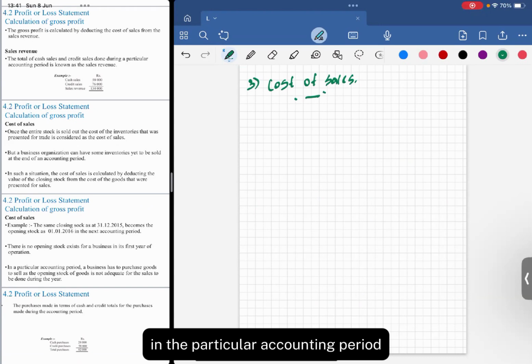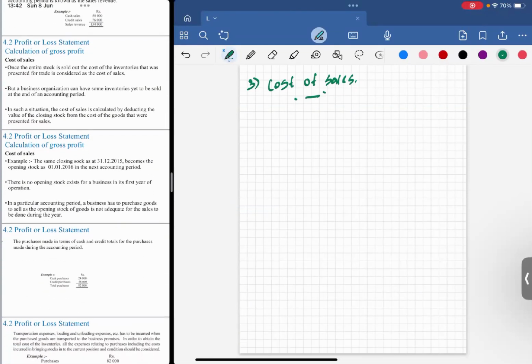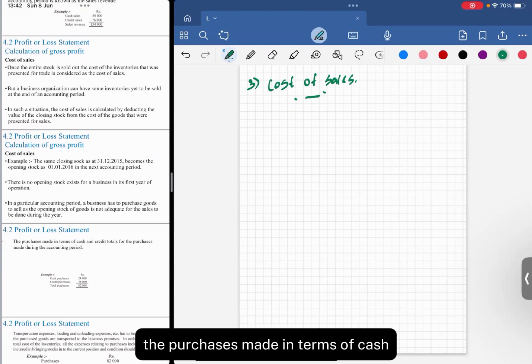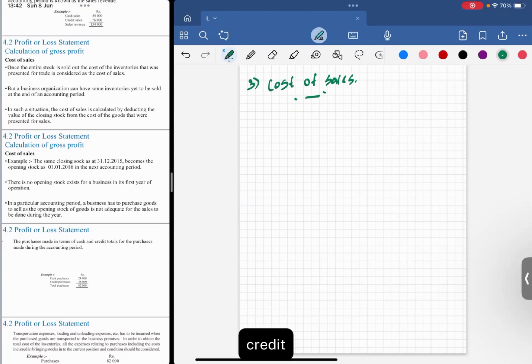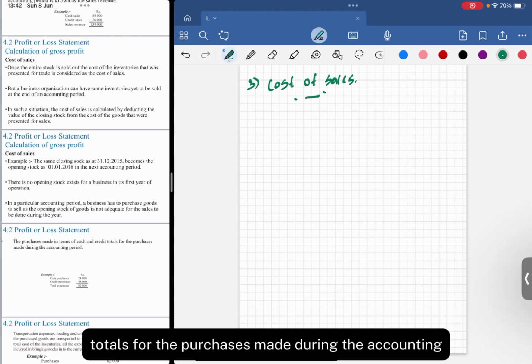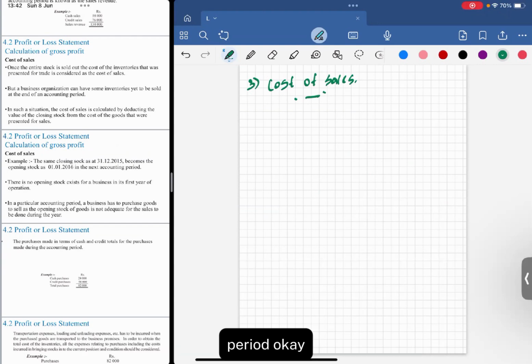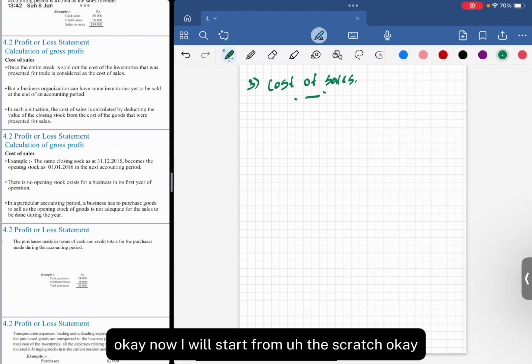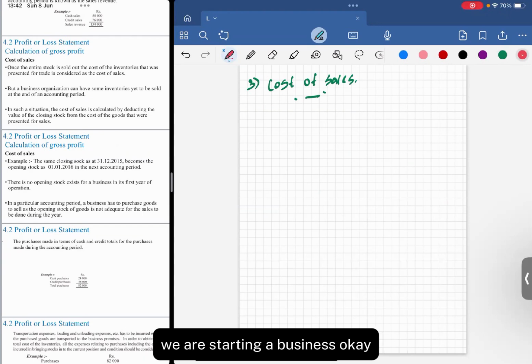In the particular accounting period, a business has to purchase goods to sell as the opening stock of goods is not adequate for the sale done during the year. The purchases made in cash and credit total up to the purchases made during the accounting period. Okay, now I will start from the scratch. Now let's say we started a business. We are starting a business.